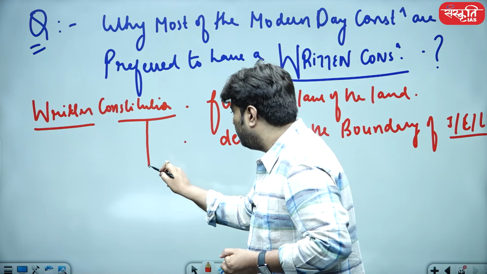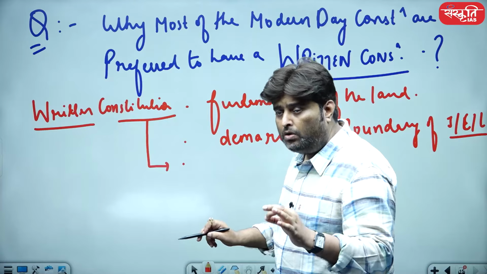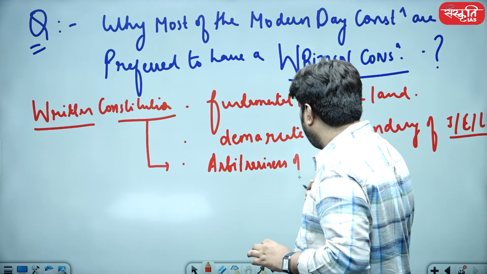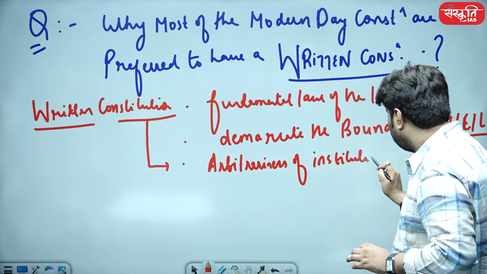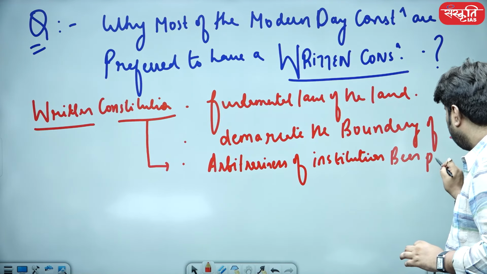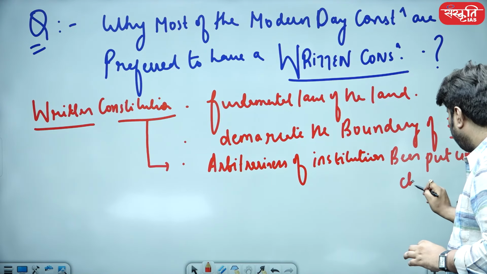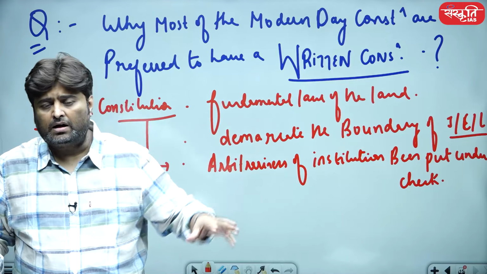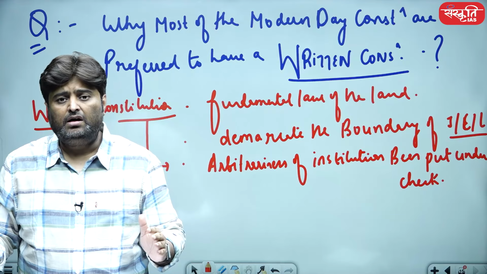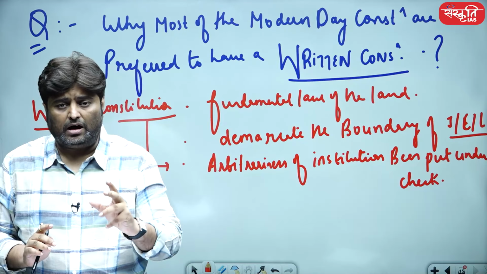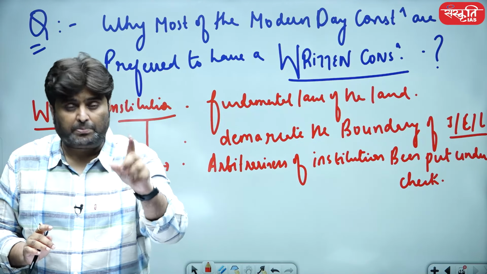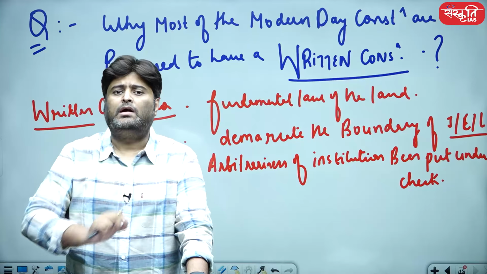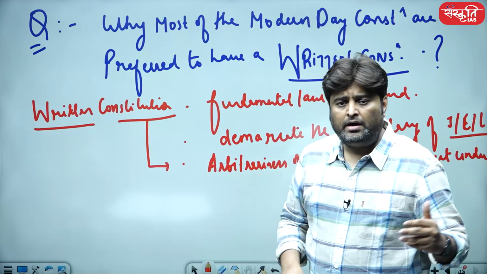Or the best part about a written constitution is it controls the arbitrariness of institutions, putting them under check. What a beautiful line, student. The arbitrariness of various important institutions is controlled so that they do not go haywire and cross their limit. Under the principle of limited government, the arbitrariness and unreasonability of institutions need to be under complete check. The hallmark of a written constitution is that it makes sure there is no arbitrariness of institutions.